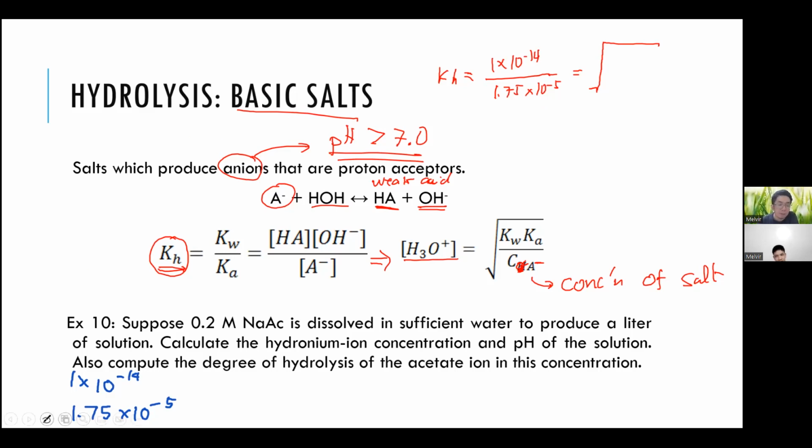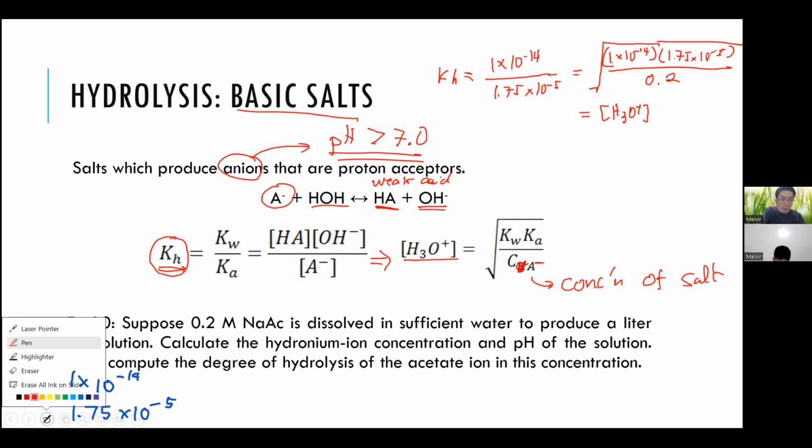Let me erase this. It's the same thing, so this also applies here. 1 times 10 to the negative 14 times 1.75 times 10 to the negative 5 all over 0.2, which is equal to your hydronium ion concentration. So with that, I'll just take it, okay? It's not equal yet. Wait, Josh, I made a mistake. I said, it seems something is wrong here. That's not equal. What's equal is H3O+.